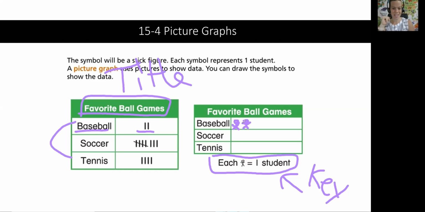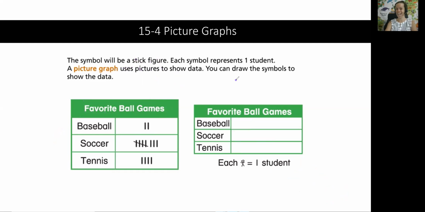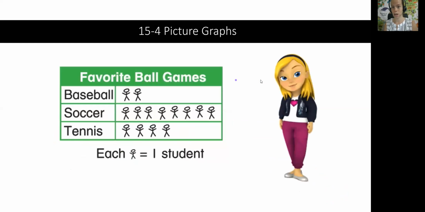Oh, you can laugh with me. It's okay. And then soccer, how many little people would I draw? 8. And tennis, how many little people would I draw? 4. Yeah. I'm not going to waste your time watching me draw it all, because look, there it is.